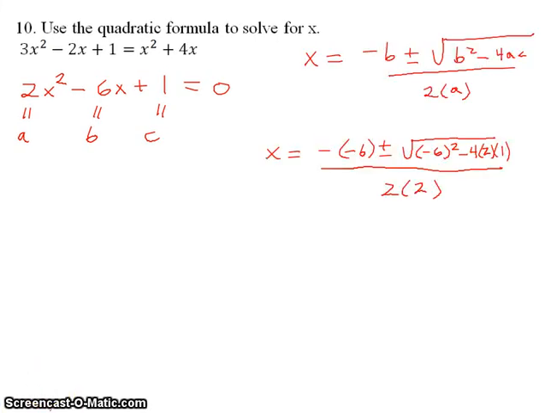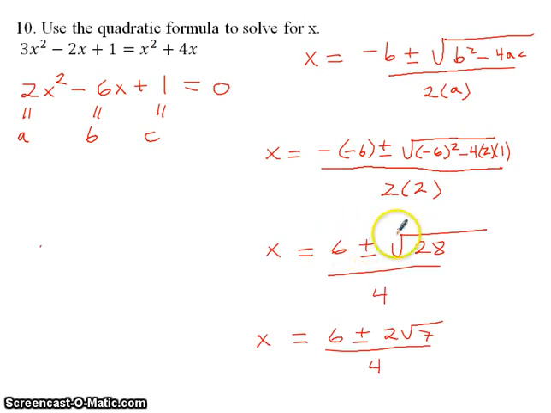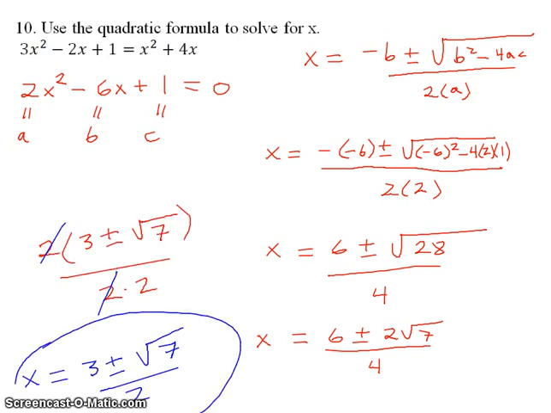Now that I plugged everything in, I need to simplify. Okay, so here we have the square root of 28, which simplifies to 2 root 7, because square root of 28, that's like saying 4 times 7, square root of 4 is 2. Now we have to simplify what x is equal to. Let's factor out a 2 from our numerator. And we end up with our final answer there in blue.